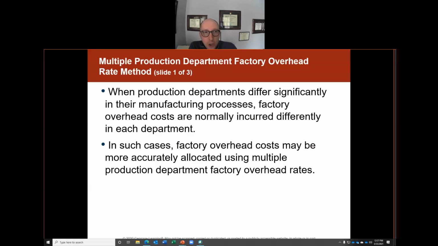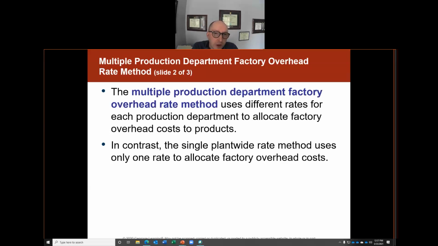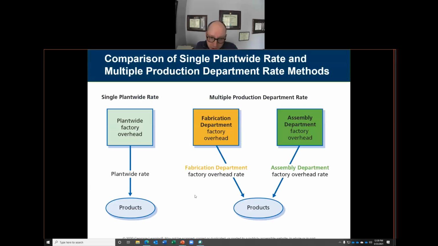Now let's talk about the multiple department method for applying factory overhead. When we have multiple departments, the factory overhead is different in each department. That makes sense because we are going to use different hours in each department. So in this case, the factory overhead costs are probably going to be more accurate than the single plant-wide rate method. When we're looking at multiple departments, we use different rates for each department, whereas the single plant-wide method is just one rate.